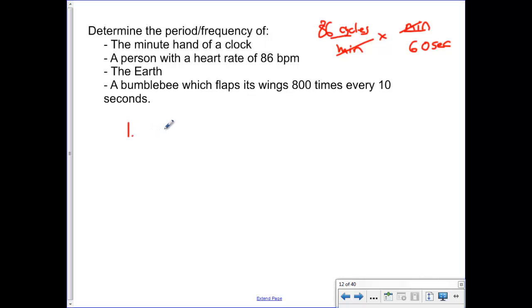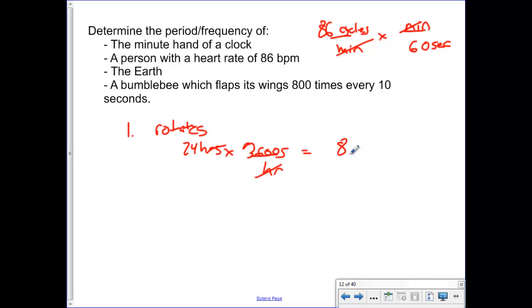So for one of them, the Earth rotates. How long does it take the Earth to rotate? 24 hours. Yeah, that's one way of looking at it. So you could say, what is 24 hours multiplied by 3,600 seconds in an hour? Is that right? I need help with the calculator here.